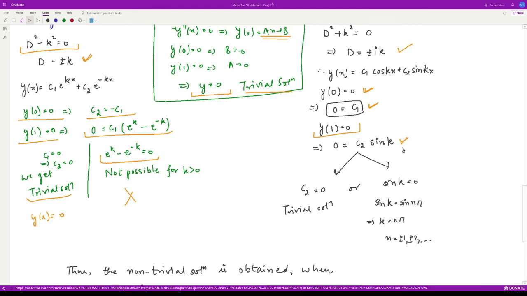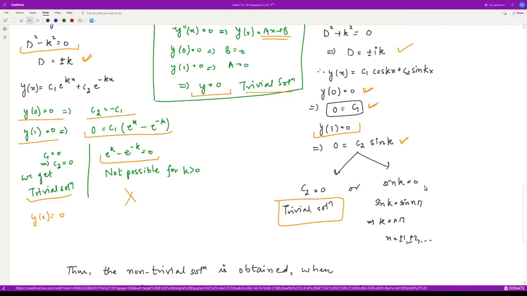Now again we have two cases. The product of two terms is equal to 0. That means either the first term is 0 or the second term is 0. If c2 is 0 and c1 is 0, that means we again obtain a trivial solution, not required to us. So let us see the second case.